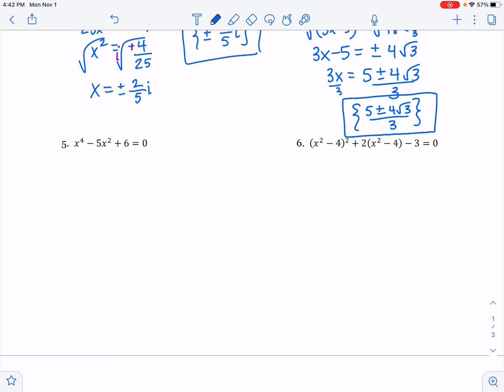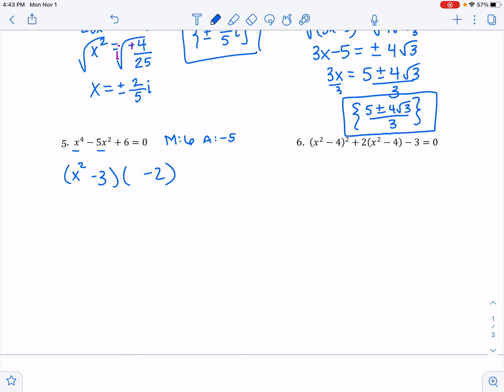I always go back to factoring as my first method, especially since there's 2 x components. So 2 numbers that multiply to 6 and add to negative 5. So I've got negative 3 and negative 2. The only difference with number 5 is I have to take that x to the 4th, and split it nicely between my two parentheses. Then when I take that and set each one equal to 0, remember I should get 4 answers because it's to the 4th power.